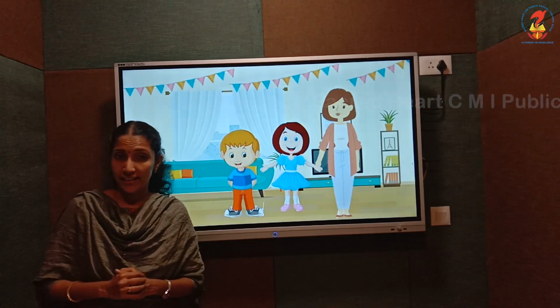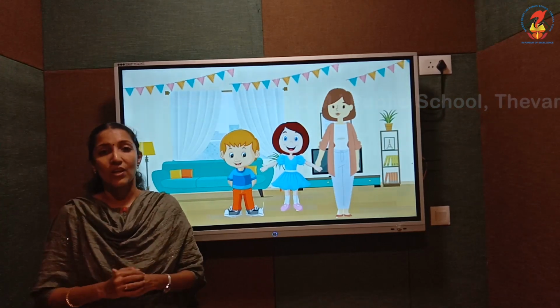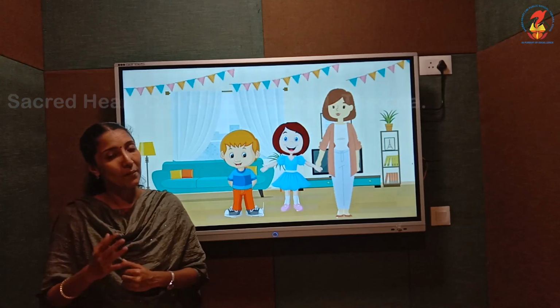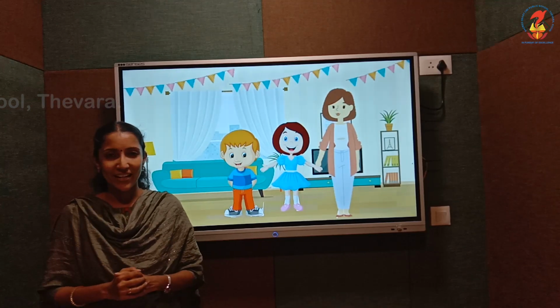"Do not cry, kids. You have already learned sharing is caring. So share with each other and be happy," said their mother. Jack and Jill both shared their things and had a great time together. Children, how was the story?